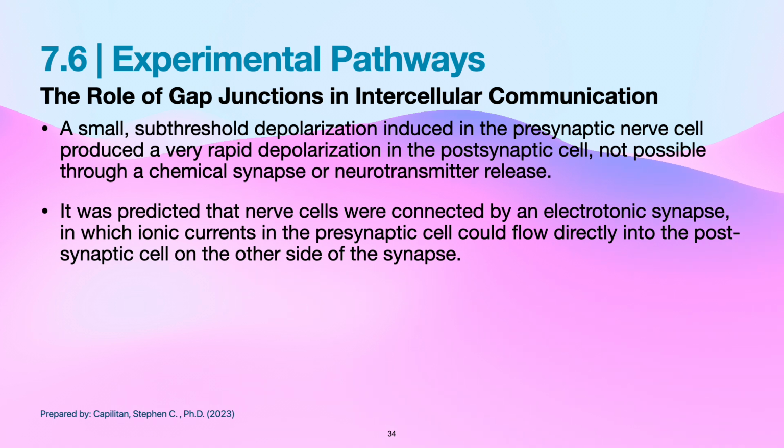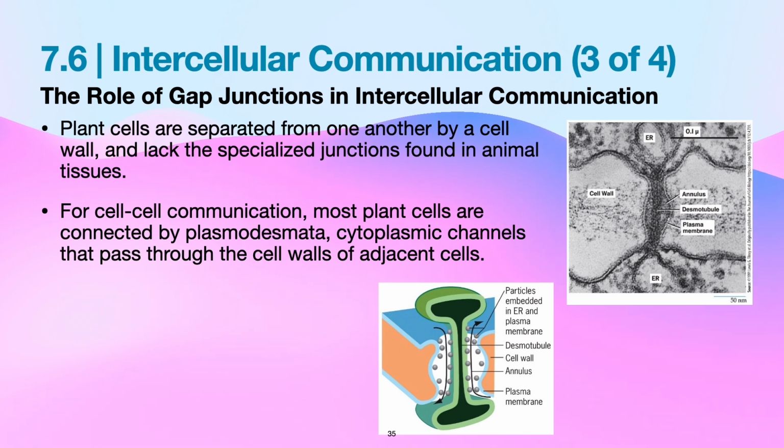It was predicted that nerve cells were connected by an electrotonic synapse, in which ionic currents in the presynaptic cell could flow directly into the postsynaptic cell on the other side of the synapse. And plant cells are separated from one another by a cell wall, and they lack the specialized junctions which are found commonly in animal tissues. And for cell-to-cell communication, most plant cells are connected by plasmodesmata. These are cytoplasmic channels that pass through the cell walls of their adjacent cells.